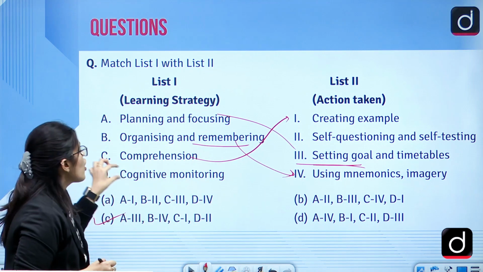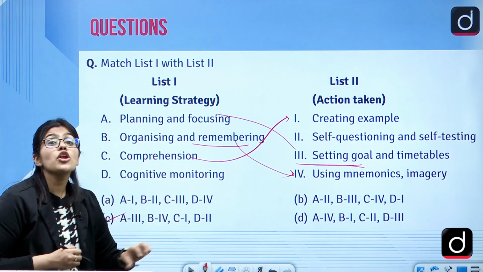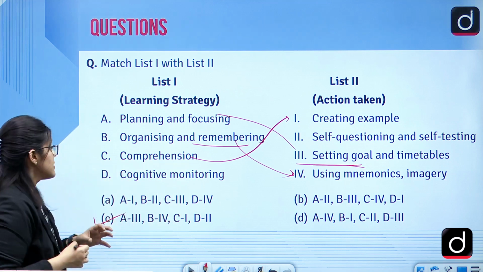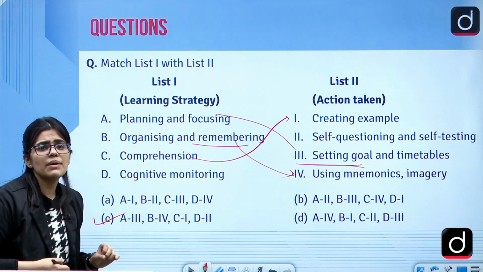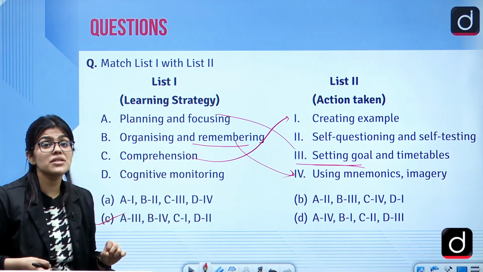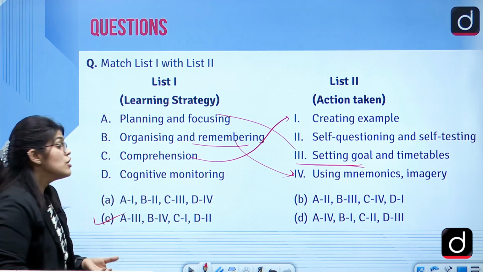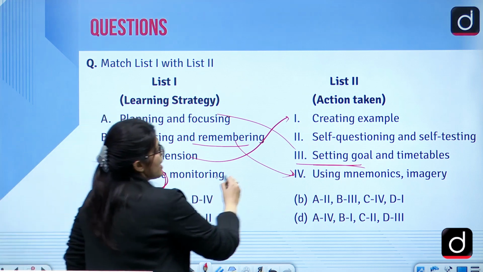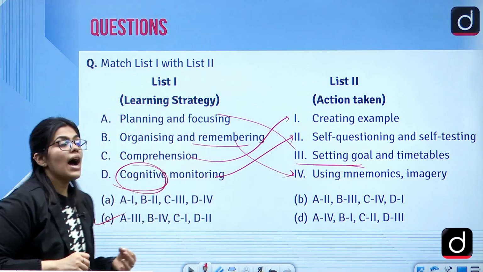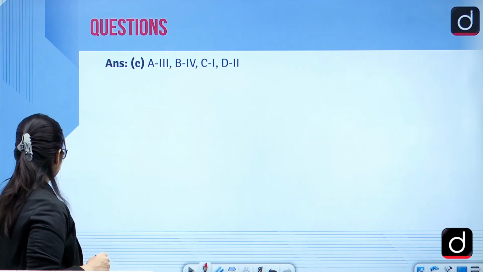And then you have cognitive monitoring, seeing your cognitive analyzing skills. So D would be matched with my self-questioning, my self-doubting capability, or maybe my self-motivation or my self-testing. So I am evaluating what is my knowledge. So this will be matched to self-testing and self-questioning.